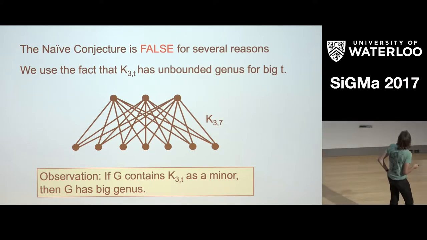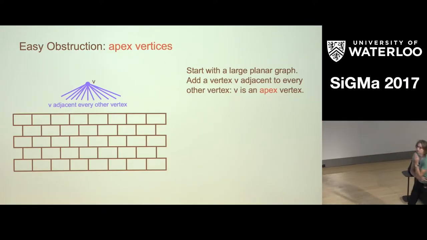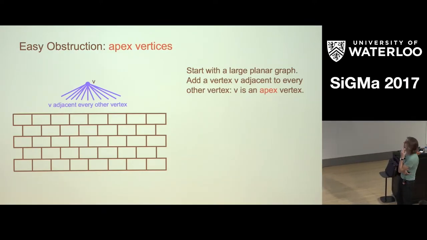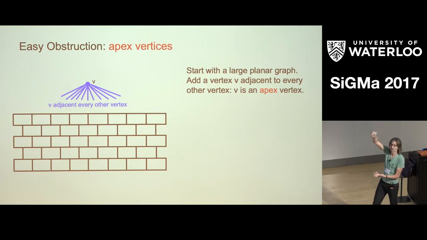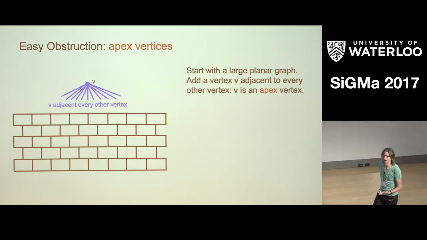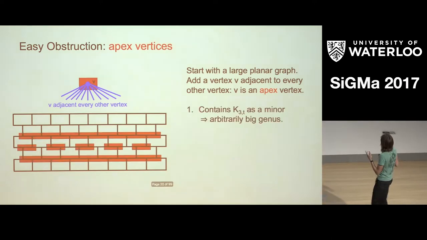OK, so the examples that our naive conjecture is false. The first easy example is apex vertices. So start with some large planar graph like I have here. Add a vertex v, and edges from v to every other vertex in the planar graph. So v is sort of an apex living up in heaven, sending edges down to the graph embedded in the surface. And we call v an apex vertex.